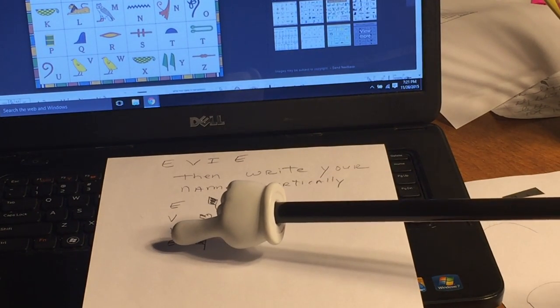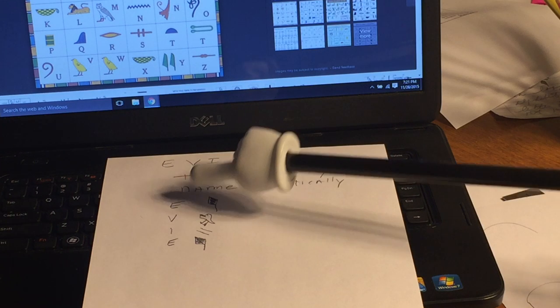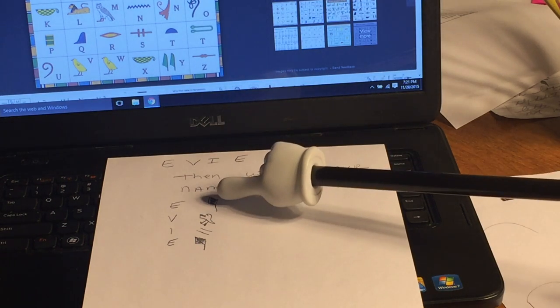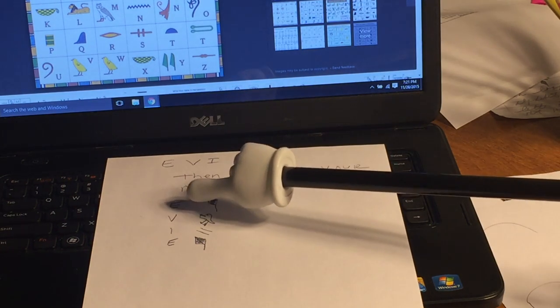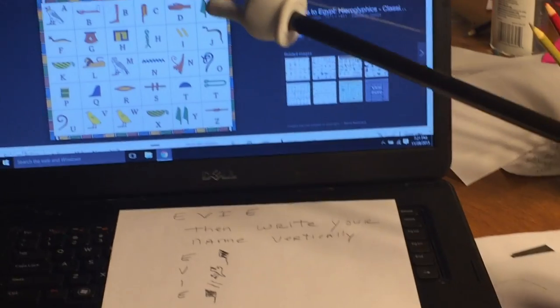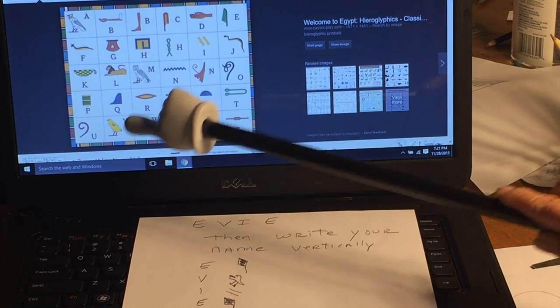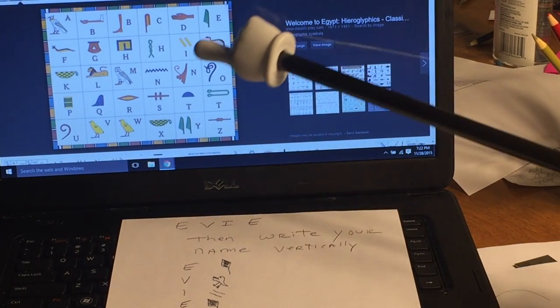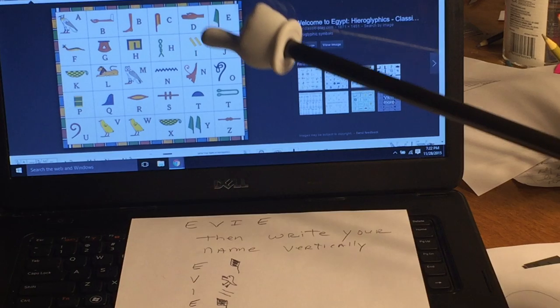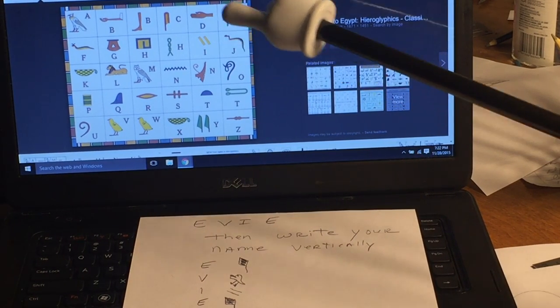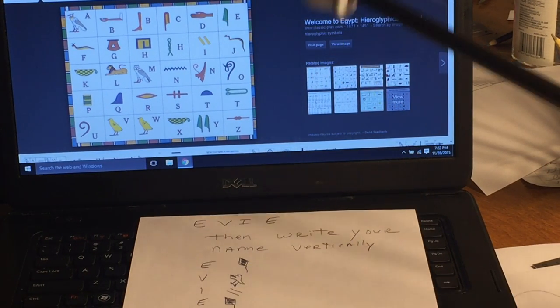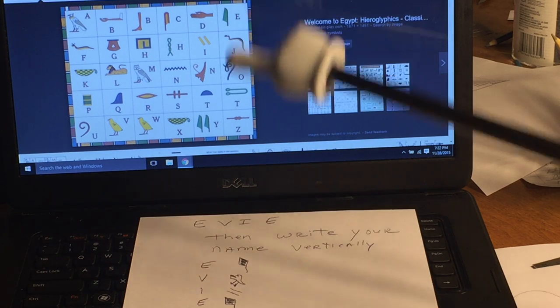E-V-I-E. What I'm going to write next to my letters is the Egyptian alphabet, which for E is like a feather shape. V is like a bird shape. I are two lines going down. And then another E, like a feather shape.